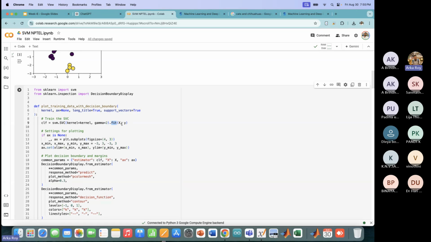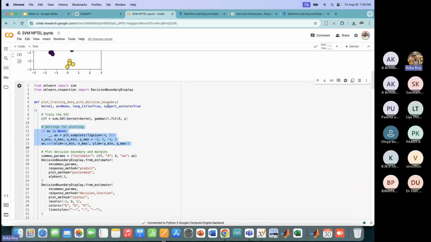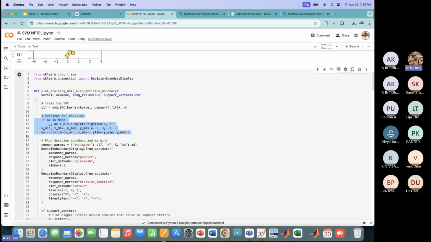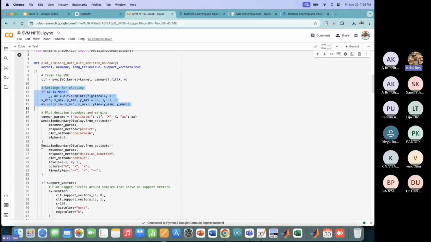After you declare the SVM, this dot fit basically means the training of the SVM model. And what do you want to train it with? Input data and output labels. After that, you will be plotting the data, this particular figure. And you also want to see the decision boundary, so that is why I have written decision boundary from the estimator, because you have an SVM-based estimator, and this is a pretty standard convention.